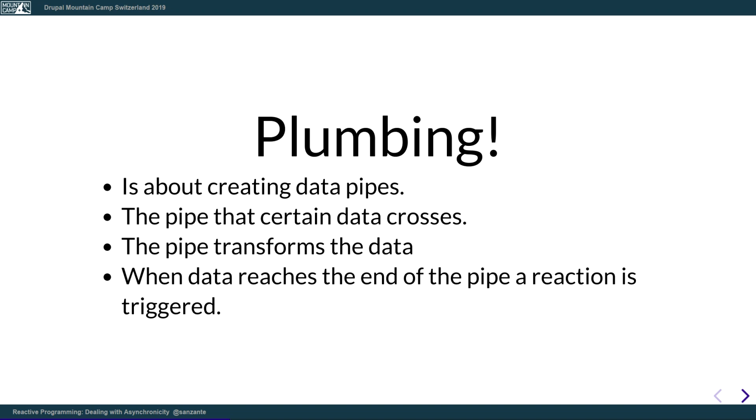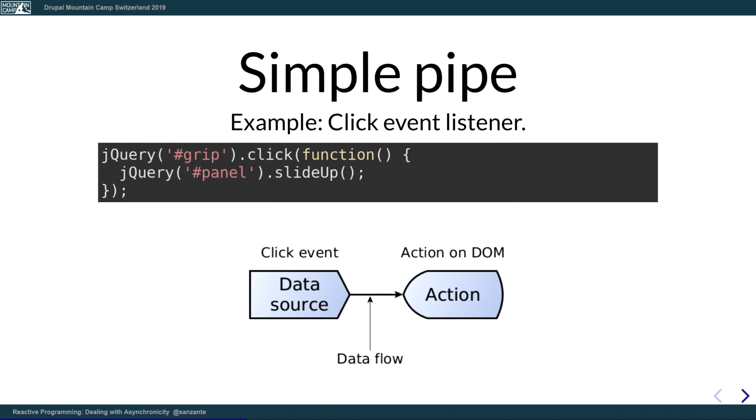So, how do you use reactive programming? Well, the most important concept is the plumbing. As I said before, you have to create a plumbing system for the data, so that the data crosses it and is transformed, and at the end a reaction is done. So you have to create the data pipes. The pipes transform and manage the data in different ways, and at the end of the pipe, our reaction is triggered.